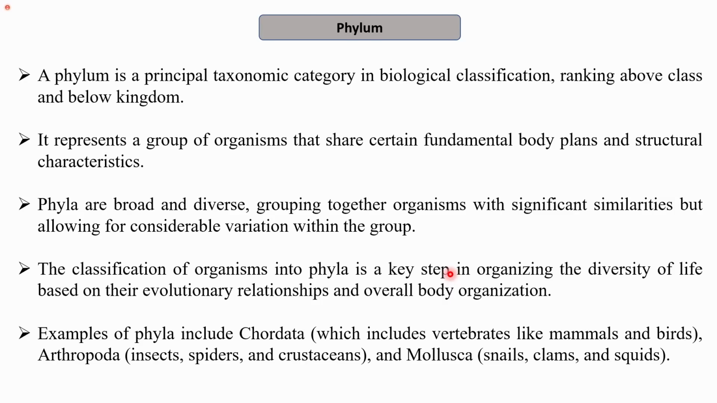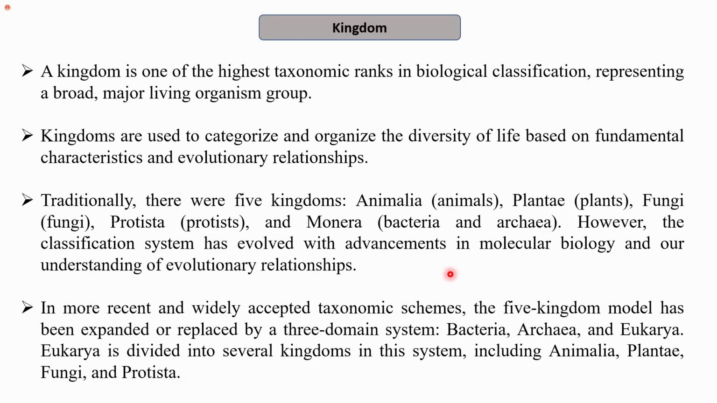The broadest term, which is the highest taxonomic rank in the biological classification, representing a broad major living organism group, is a kingdom. Kingdoms are used to categorize and organize the diversity of life based on the fundamental characters and evolutionary relations. For example, whether the organisms are able to move or not, whether they are able to synthesize food or not, what are the fundamental characteristics.